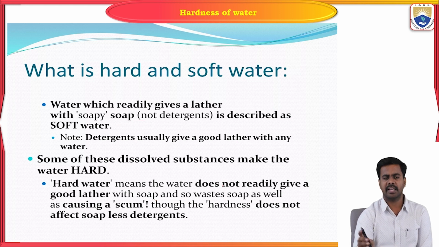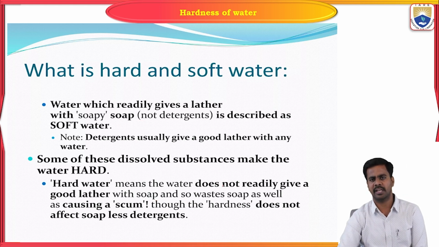So here hard water does not produce lather with soap, whereas soft water readily gives lather with soap. That is the main difference between soft water and hard water. Hard water is due to the presence of different types of salts of calcium and magnesium, so it does not produce lather with soap. Whereas in soft water, these salts are present in very low concentration, so that water can produce lather with soap readily. That is known as soft water.